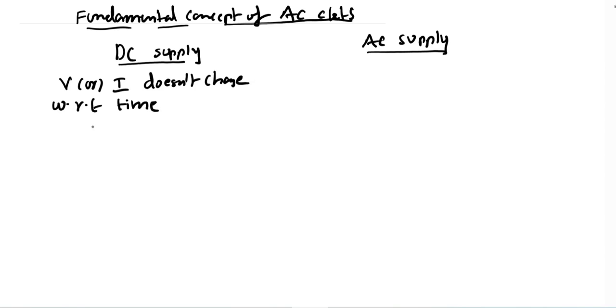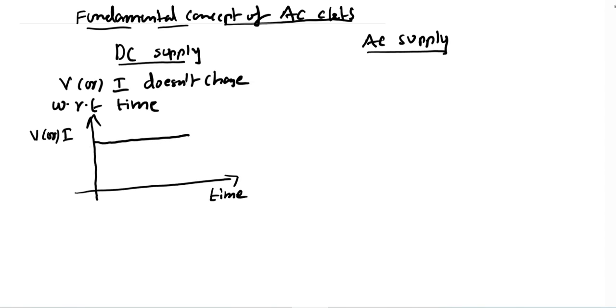If you draw the diagram for this, it would come like this. This is my time, and the voltage or current magnitude can be shown on the y-axis. Then this is a straight line, a constant value you are getting. Irrespective of time varying in this direction, for each time instant my voltage or current is always a constant value, so that is the characteristic of DC supply.